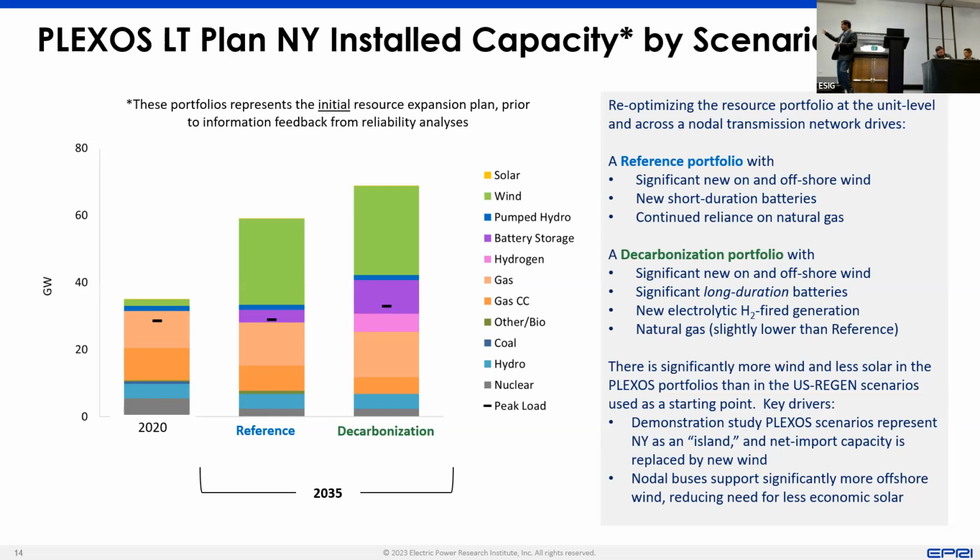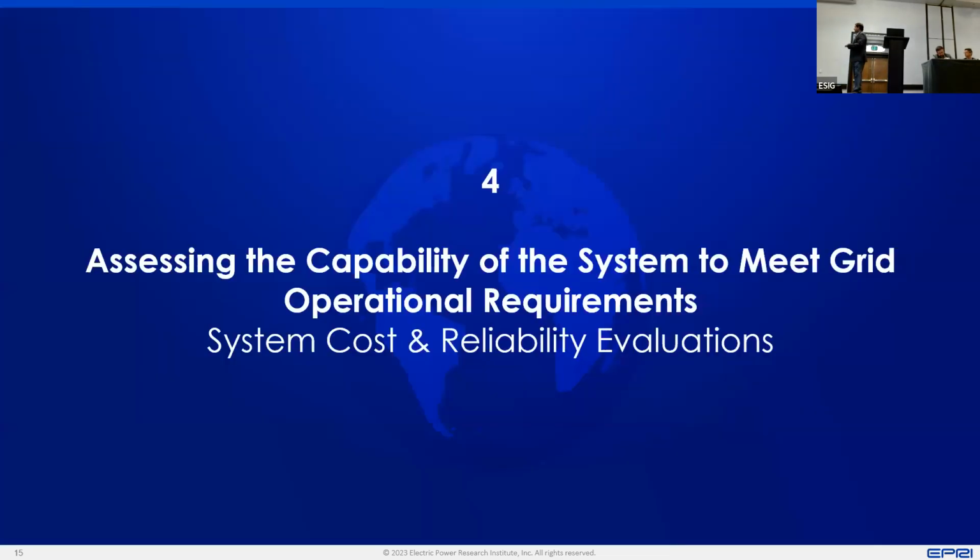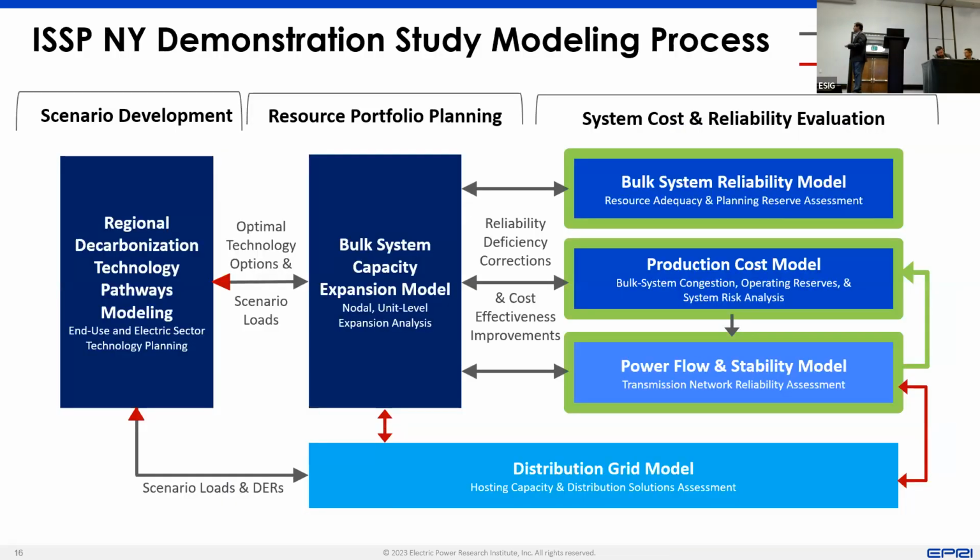So again, the lesson or the takeaway here is you start with the high level scenario, you run it through the nodal capacity expansion, you come up with a more refined representation. And then the next question is, now you have your capacity expansion plan. How do you assess the reliability of that capacity expansion plan?